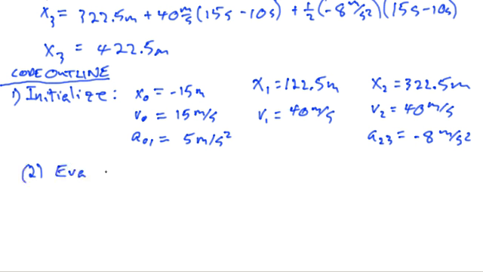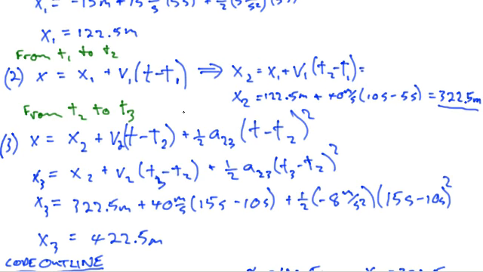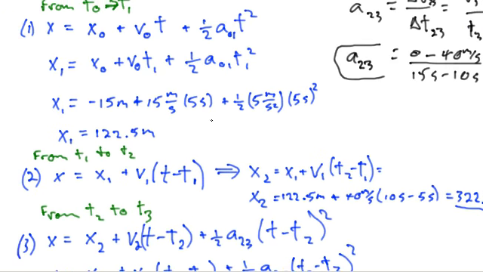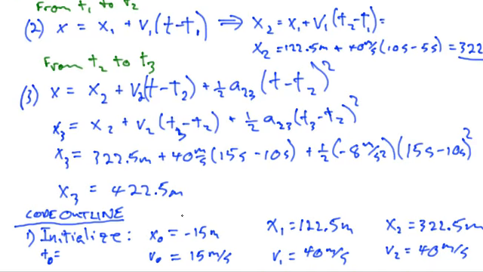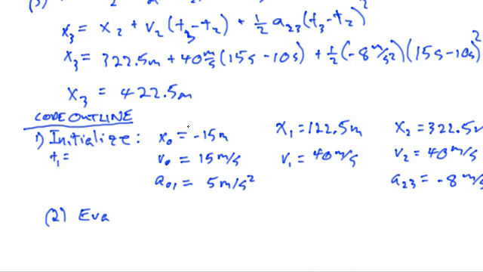Evaluate. I need the times as well, so T1 equals T0. Do I have a T0 in any of these equations? No. For this first part, I used the fact that T0 was 0, so instead of having T1 minus T0, I just have T1. So let's go. T1 equals 5 seconds, T2 equals 10 seconds, and T3 equals 15 seconds.